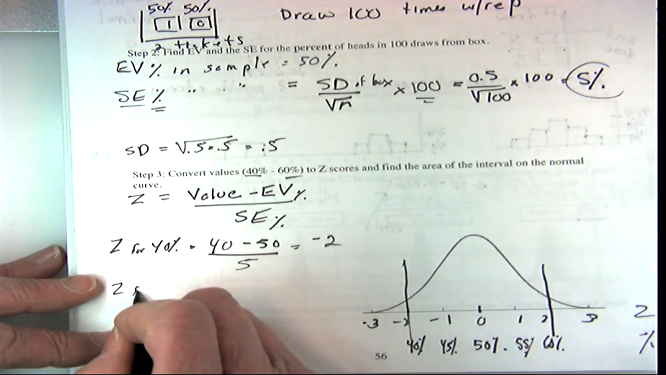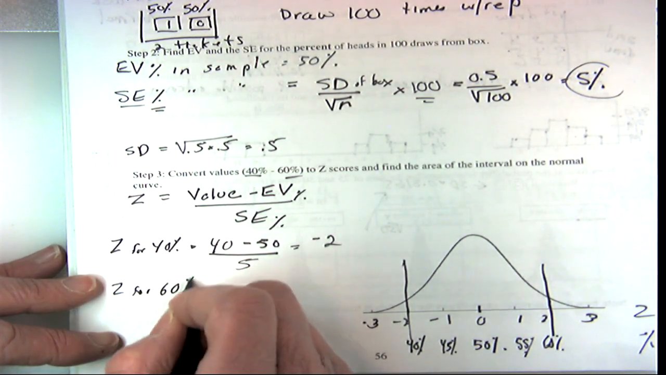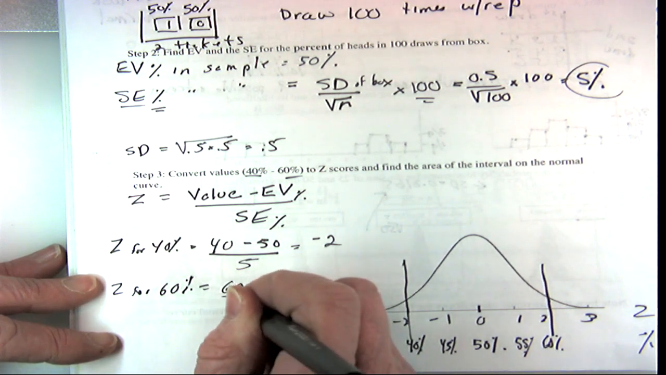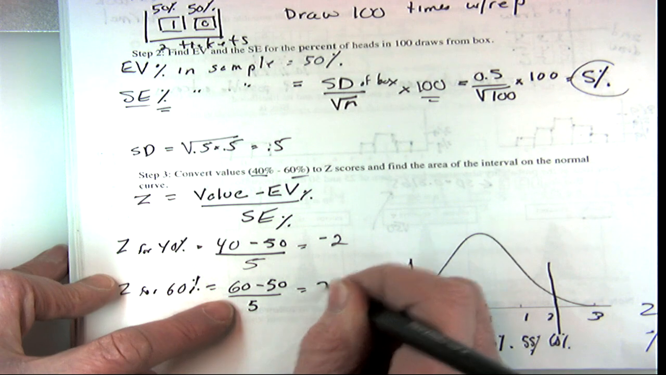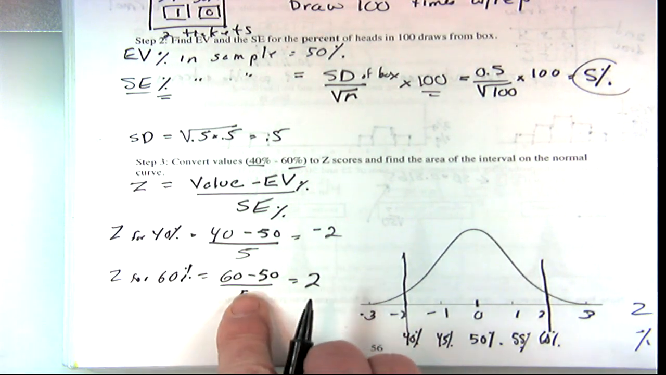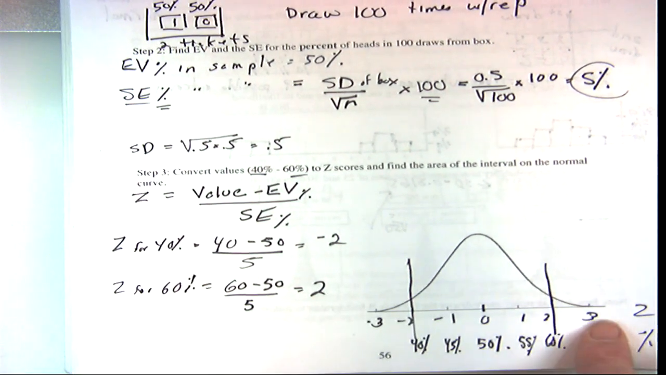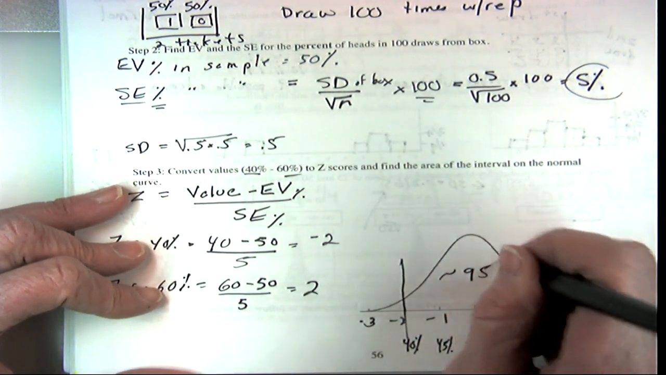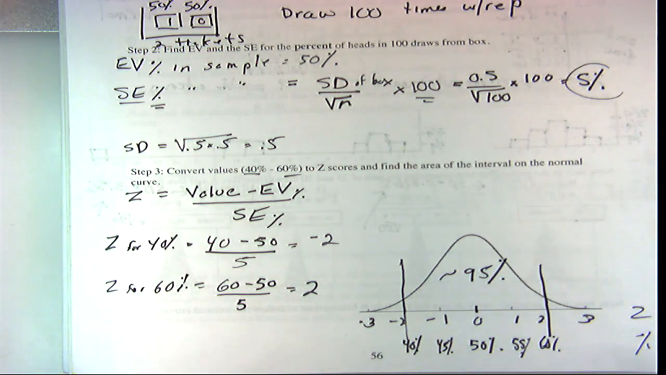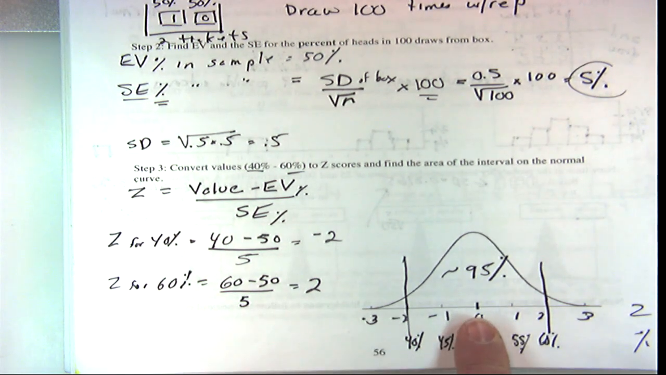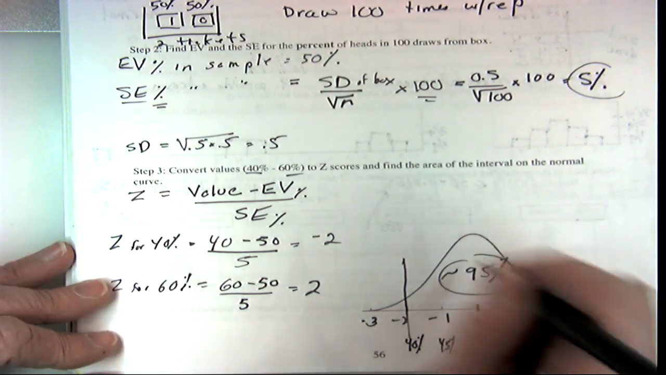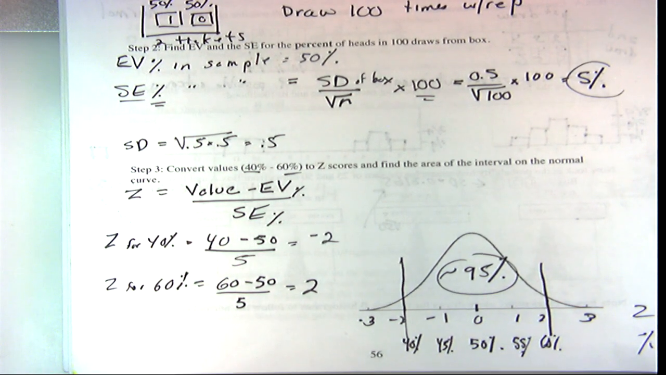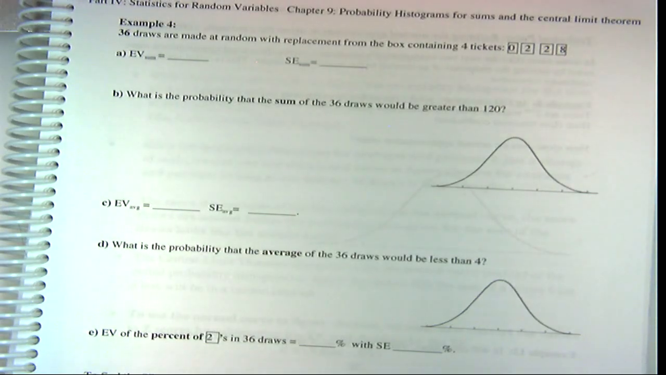You know, z for 60 is just 10 above. The standard error is 5, and we have 10 of them. So we have 2 standard errors above. So this is approximately, we wanted this area between is 95%. It's 95.45, but approximately 95% is our answer. All right. Now, any questions on that? All right.